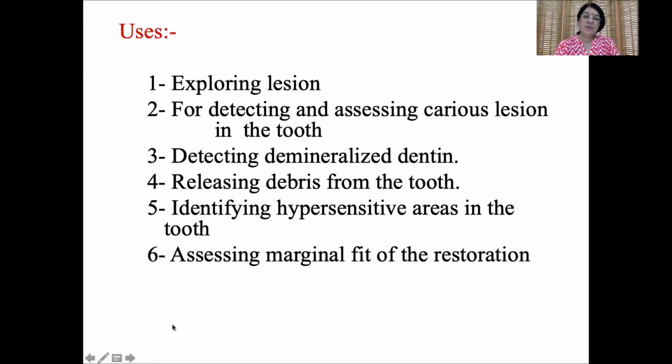Releasing of debris from the tooth. This you do so frequently. We keep telling you make sharp line angles, make sharp point angles. And whenever you do a cavity preparation, you find that the tooth debris gets collected into the cavity preparation. Sometimes you just blow it away and it goes off. But from the line angles and the point angles, the debris remains stuck there. So you have to move the probes along those line angles and point angles and clear away the debris.